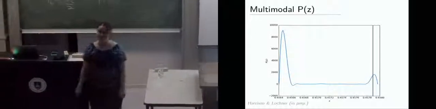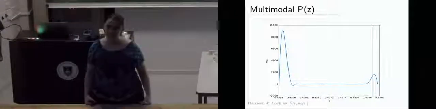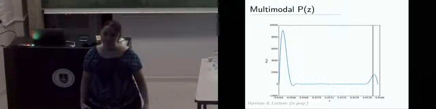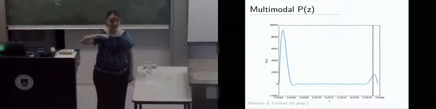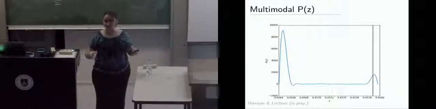Yes, Camille? Why aren't the uncertainties symmetric? Right, that's a good question. They're not symmetric because I have not assumed Gaussianity. Normally when you see error bars on plots, we just assume that the error distribution is Gaussian. This is clearly not true in this case, because it's multimodal.